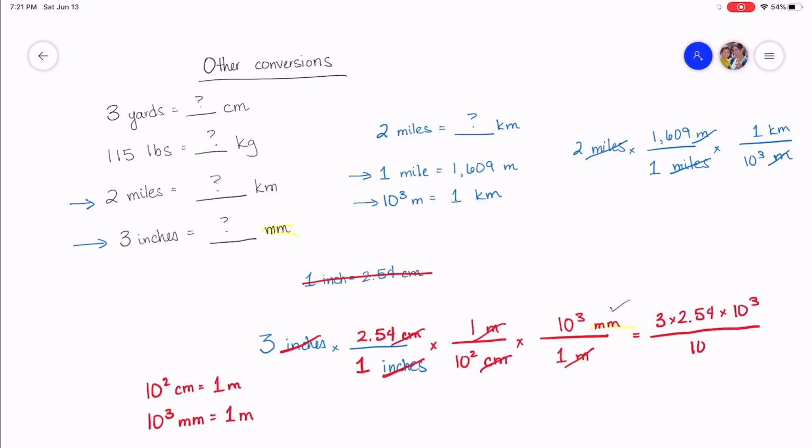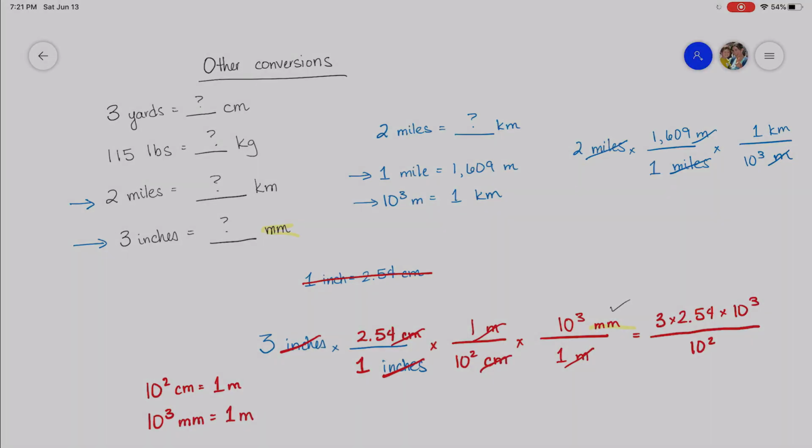So at this point, I'm going to stop. I'm going to let you try the 115 pounds to kilograms conversion on your own. If you've been able to follow this tutorial this far, you should be able to solve that problem on your own. And now what we're going to do is transition into some other properties of conversions.